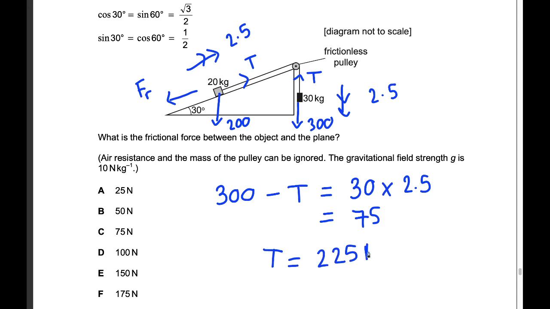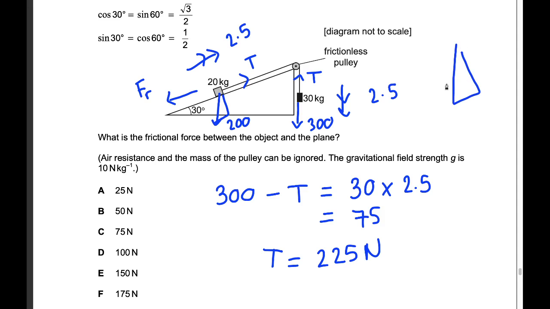Now, what's useful here is I don't really need to consider the perpendicular direction on the 20 kilogram mass. I just need to consider the parallel direction, parallel to the slope. So if I drew a tiny little force triangle in here, I'll draw that a little bit bigger to the side here. It will look something like this.